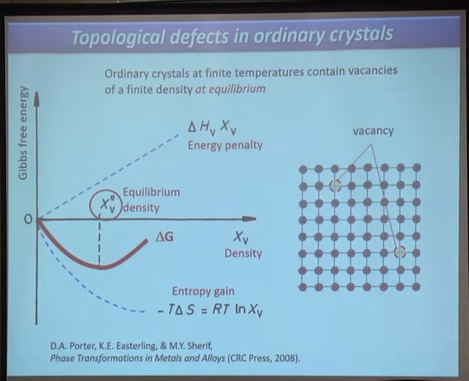This situation is analogous to the fact that ordinary crystals at finite temperature contain vacancies of finite density at equilibrium. As you see, the free energy minimum is located at a finite vacancy density as a result of competition between energy penalty and configurational entropy gain.